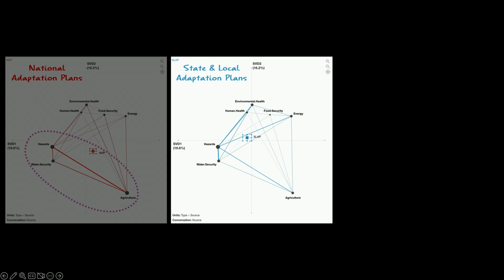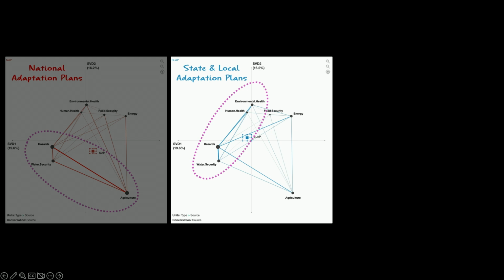State and local plans are less concerned with agriculture, although those connections are still there and are still pretty strong. But we actually see stronger connections, sort of more on the left side, hazards and water security particularly, but also more to human health and environmental health. And this makes some sense, particularly issues of human health, which in many cases are handled more locally and less nationally than environmental health tends to be a little bit everything.